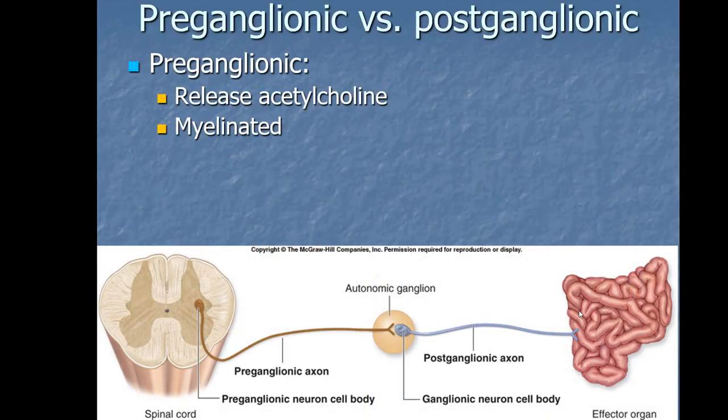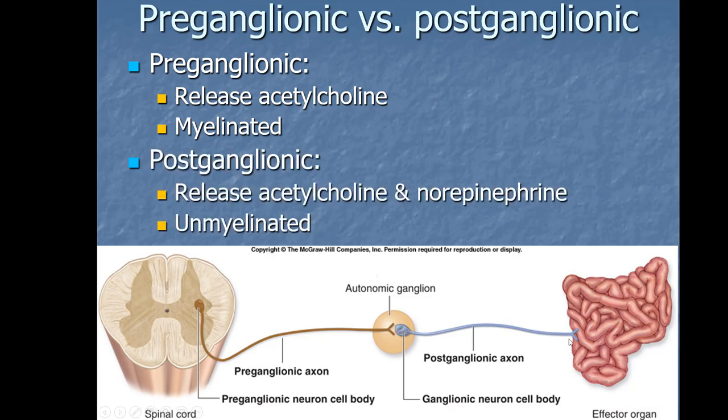All right, comparing pre and postganglionic neurons. Preganglionic neurons always release acetylcholine as the neurotransmitter, and they're also always myelinated, even though the myelin's not shown in this picture. Postganglionic neurons can release either acetylcholine or sometimes norepinephrine, depending on something we'll talk about later. And the postganglionic neurons are unmyelinated.